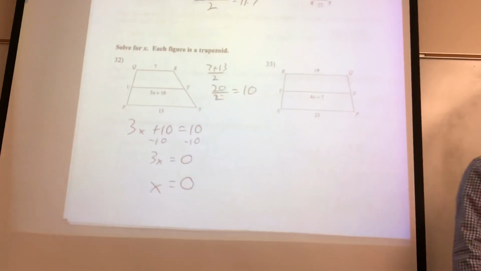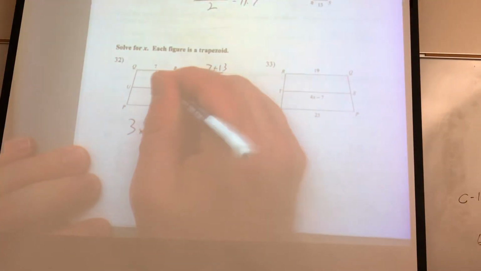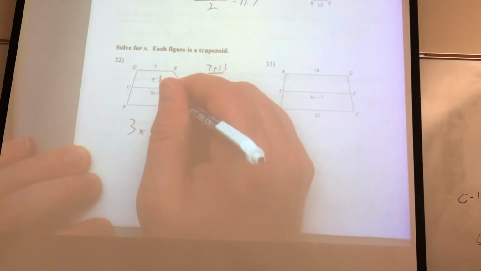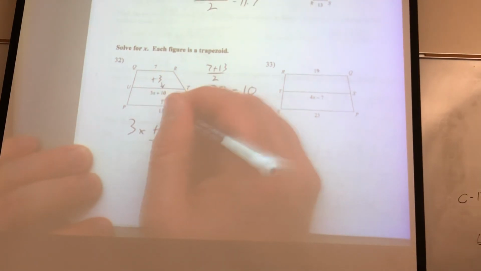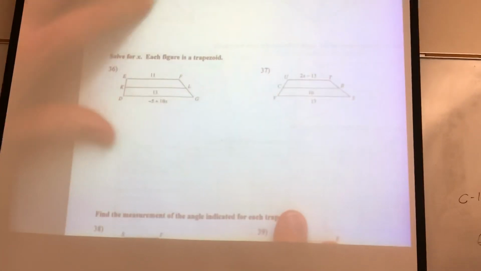You should be able to check your answers on this by making sure the pattern works out. 7 plus 3 makes 10 here in the middle, and 10 plus 3 makes 13 here on the bottom. So you can find it pretty quickly. That's what I would suggest on these.